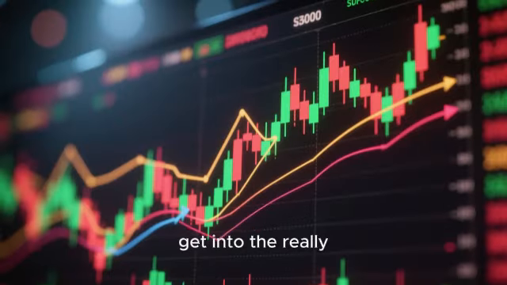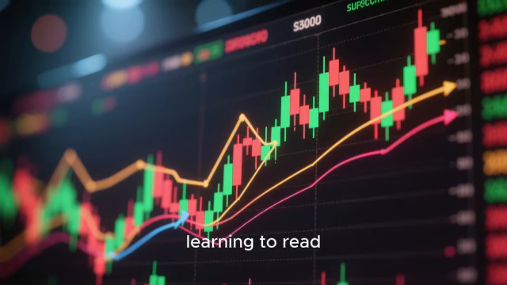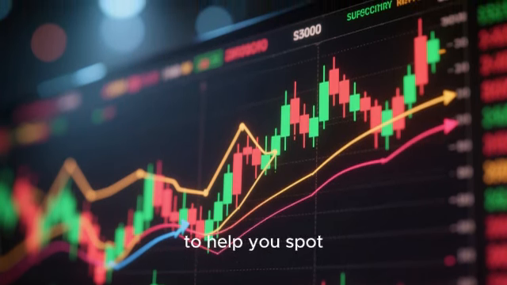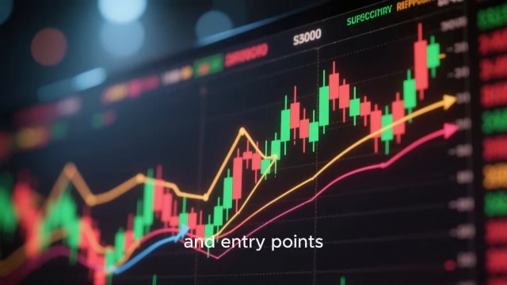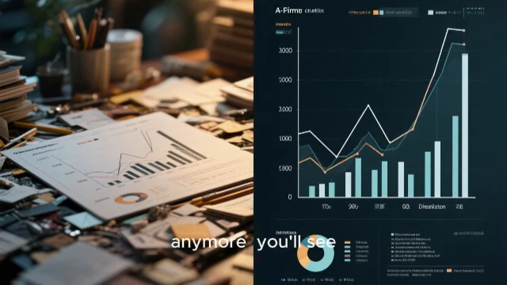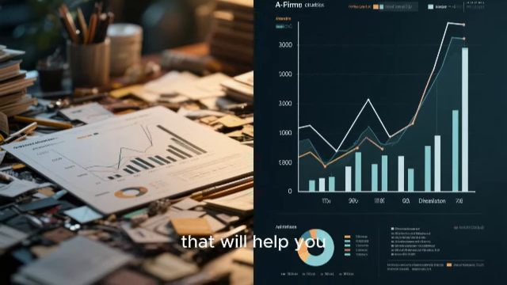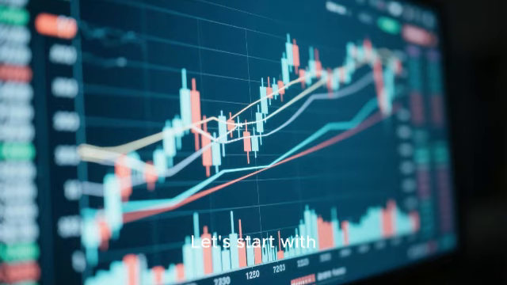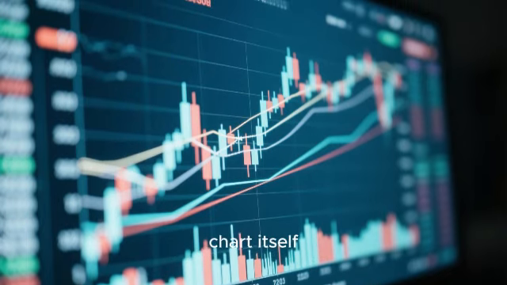And third, we'll get into the really powerful stuff, learning to read candlestick patterns and key support and resistance levels to help you spot potential reversals and entry points. By the end of this, you won't see a messy chart anymore. You'll see a clear narrative that will help you make smarter, more disciplined trading decisions. Let's start with the foundation, the chart itself.